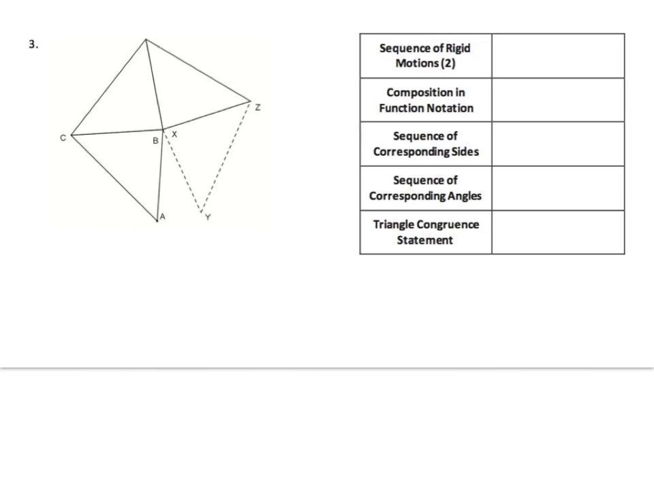Okay, last example. Sequence of rigid motions. Again, it says 2. There's definitely more than 2 here. So we are going from triangle ABC to triangle XYZ. It looks like we're reflecting it here, reflecting it there, and then reflecting it there. There are definitely 3 though.